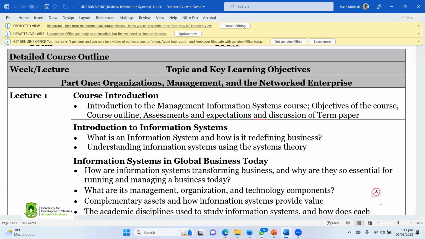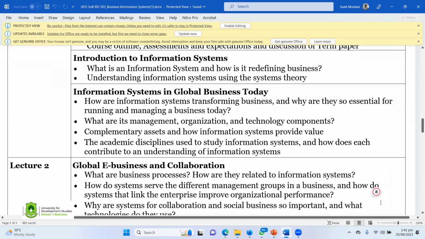To do that, this course is divided into 3 blocks. I will first of all introduce the course and try to explain some critical things in terms of the objectives of the course. That's what I'm currently doing: the outline, how assessment will be done, your expectations, and how our term paper will be structured. Then in the second part, we'll try to understand what we mean by an information system and how it is redefining business today. We'll look at understanding information systems using the perspective of what we call the systems theory. The third part will involve us looking at information systems in a global context.